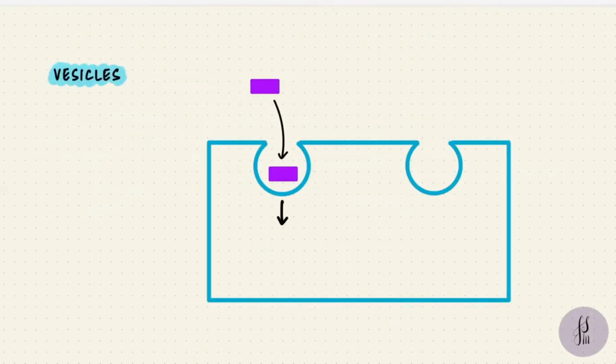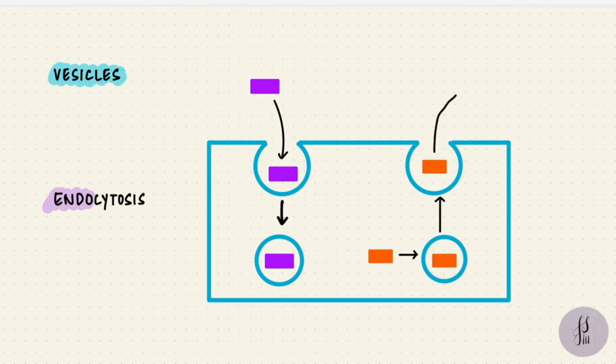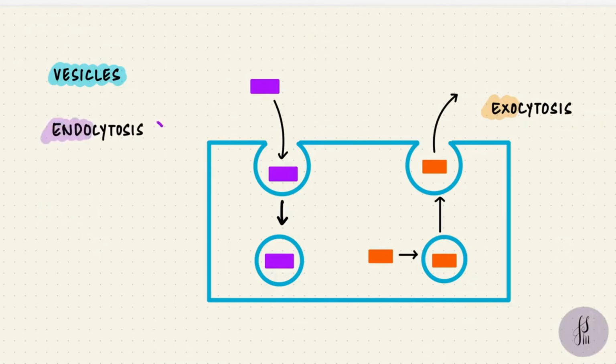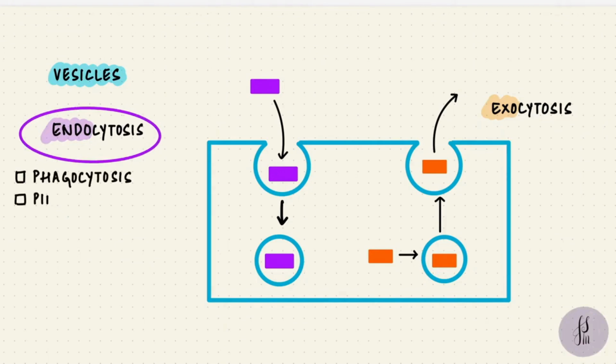If they're going to bring things into the cell, the process is endocytosis, because endo is internal. And if instead the cell is throwing something out, that's by exocytosis. Exo is external. And these are the methods of bulk transport. There are different kinds of endocytosis. It could be phagocytosis, pinocytosis, or receptor-mediated endocytosis.